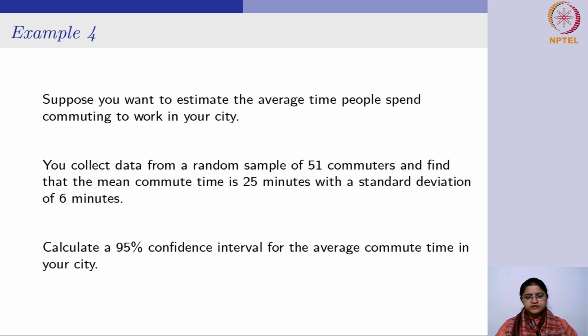So let us see what is given to you and what is asked. You are given a random sample of 51 commuters, so n is given to you as 51, the sample mean is 25, and the standard deviation, that is s, is given to you as 6. And you have to find the 95% confidence interval, that is t alpha by 2 n minus 1. So you can simply substitute these values.